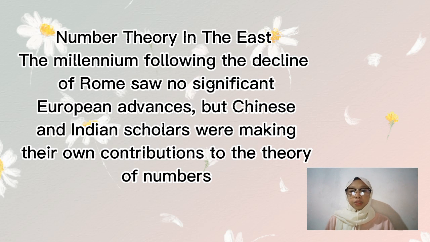Motivated by questions of astronomy and the calendar, the Chinese mathematician Sun Tzu tackled multiple Diophantine equations. As one example, he asked for a whole number that, when divided by 3, leaves a remainder of 2, when divided by 5 leaves a remainder of 3, and when divided by 7 leaves a remainder of 2. His answer is 23.